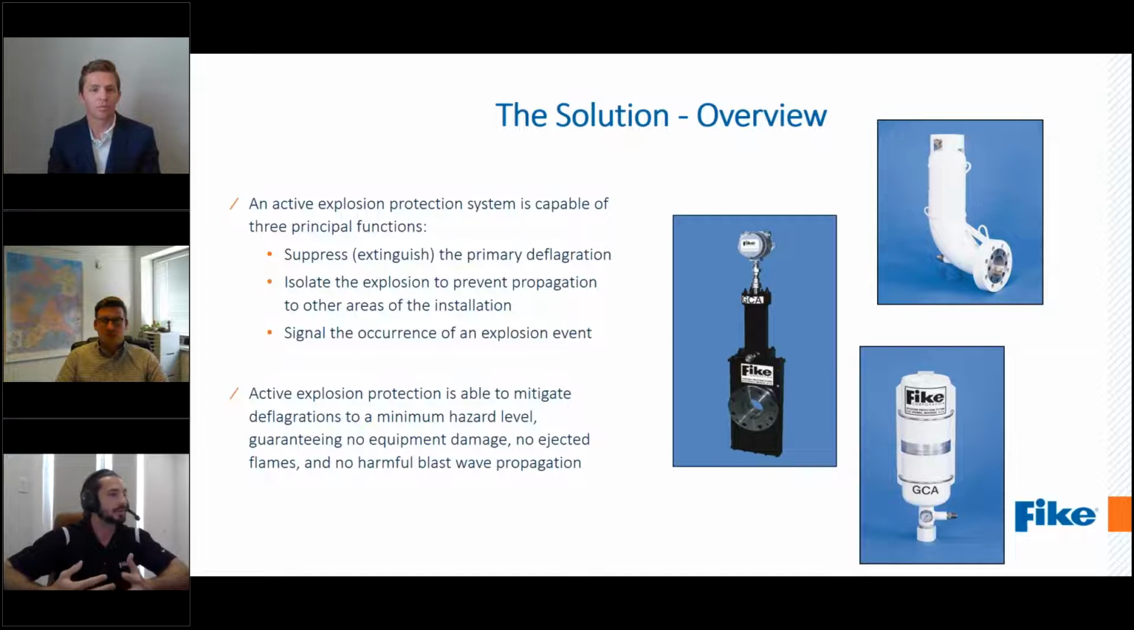The active explosion protection solution is able to mitigate the effects of a deflagration so that we minimize the hazard level and the severity of that hazard. We can guarantee no equipment damage within that primary location. And then we can also limit the ejection of flame and harmful blast waves during propagation within that vessel and to other interconnected locations.